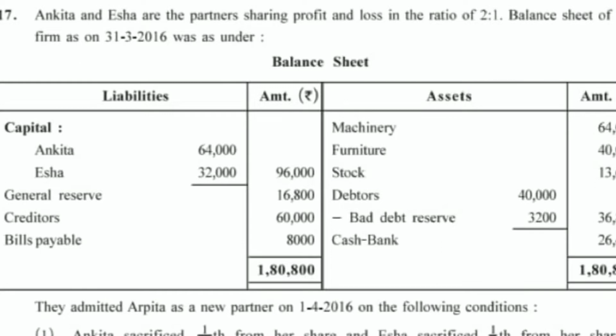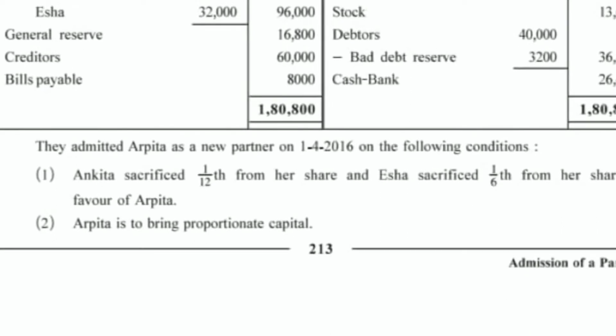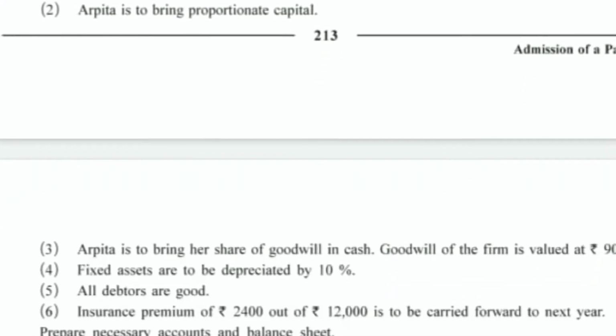They admitted Arpita as a new partner on 1/4/16 on the following terms. Ankita sacrificed 1/12 from her share and Nisha sacrificed 1/6 from her share in favor of Arpita. The sacrifice is already given as 1/12 : 1/6. Keeping the base the same, you will get the sacrificing ratio as 1:2. Arpita is going to bring her capital proportionately, as shown in the solution part.